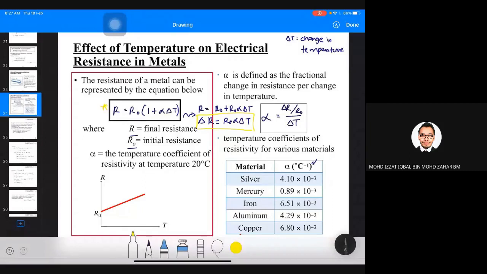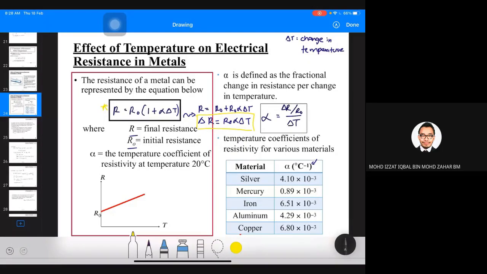Graph tu dia jarang tanya lah. And biasanya dia akan kasih change in temperature and they ask you to find the new voltage ke, the new resistance. So they try to make things a little bit complicated by not directly asking you to find delta R. Instead, they ask you to find delta I or delta V. But that one you have to find delta R first.